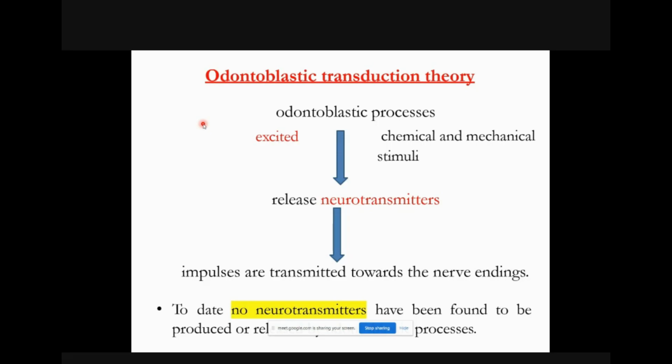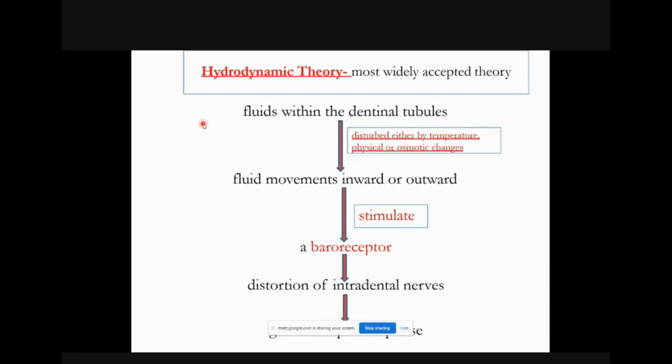No neurotransmitters were found on the odontoblastic process, to put it the other way. So even this theory was not accepted, but the odontoblast has a very important role. We'll see how that is. So the most accepted theory till date is called the hydrodynamic theory.